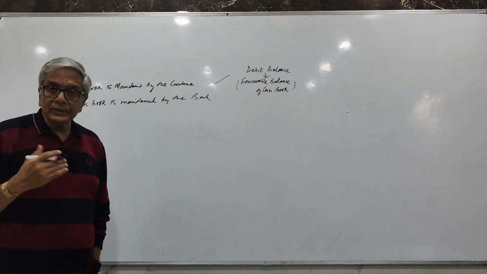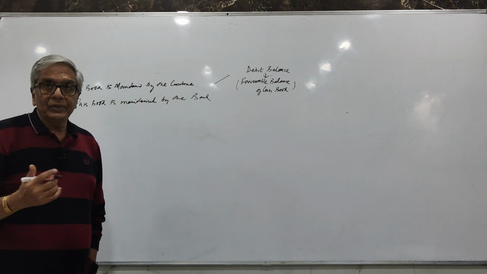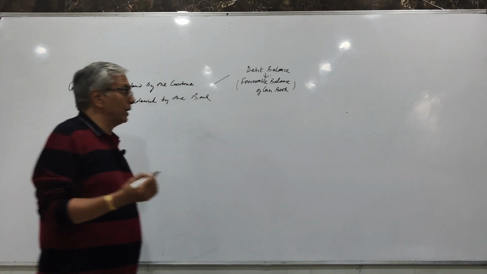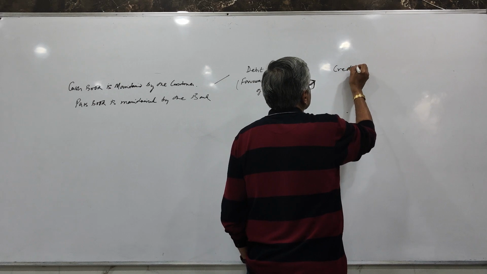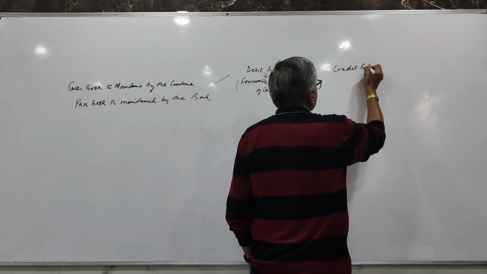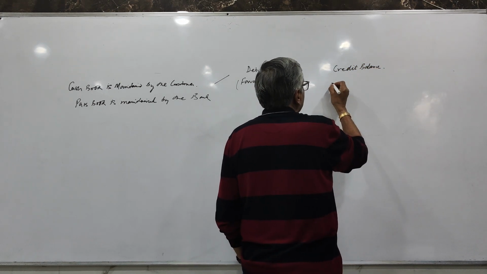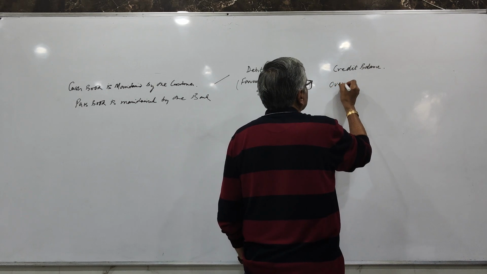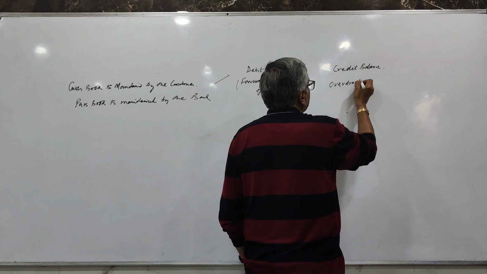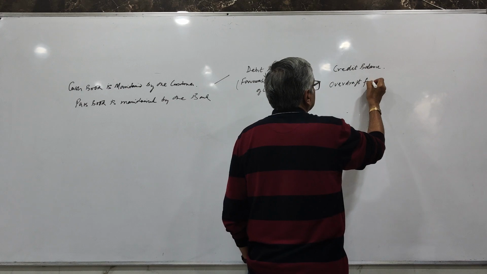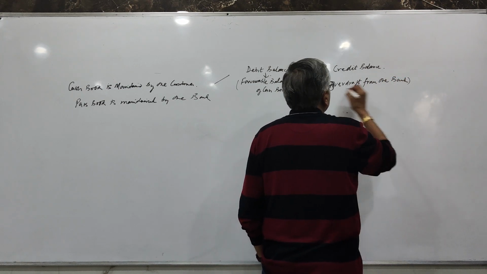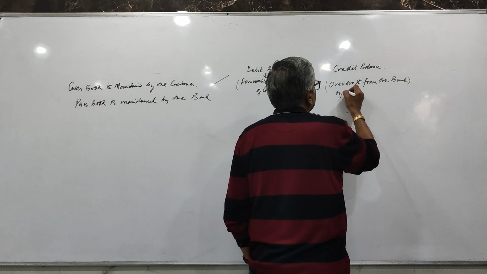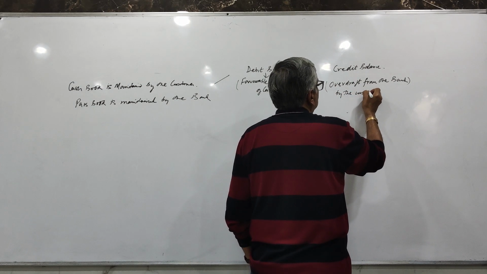Now, if we have owed something to the bank, then for the customer it becomes a liability. So then it will be a credit balance. It will be a credit balance when there is an overdraft from the bank by the customer.